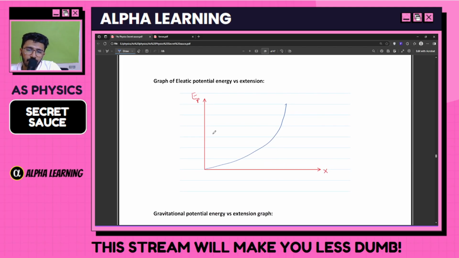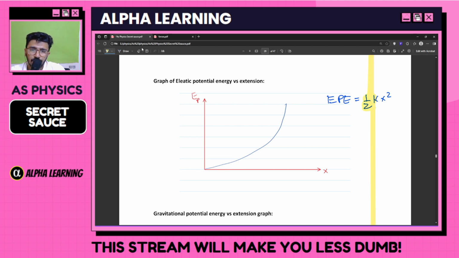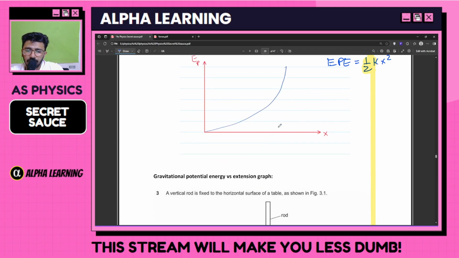Now if you have to draw a graph of elastic potential energy versus extension, you will again plot it like this, because elastic potential energy is equal to half kx square, and half k is constant. Elastic potential energy will be directly proportional to x square. You will draw an upward curve like this.